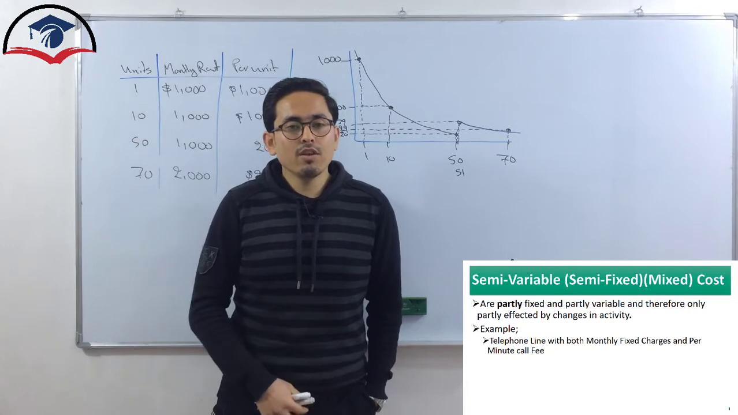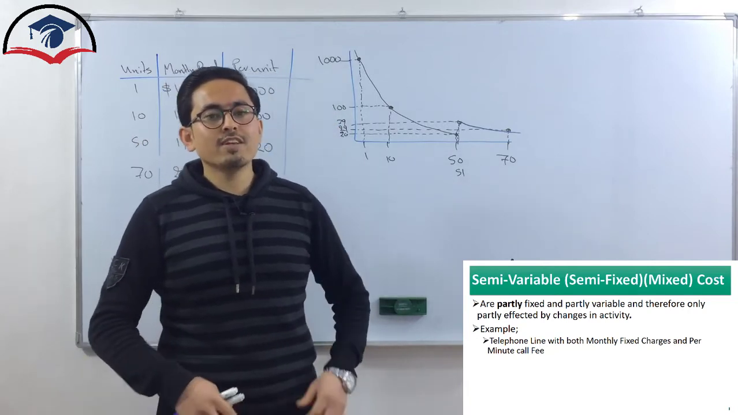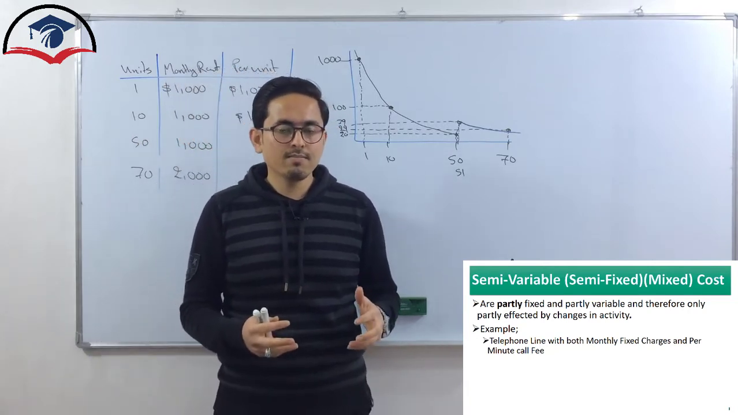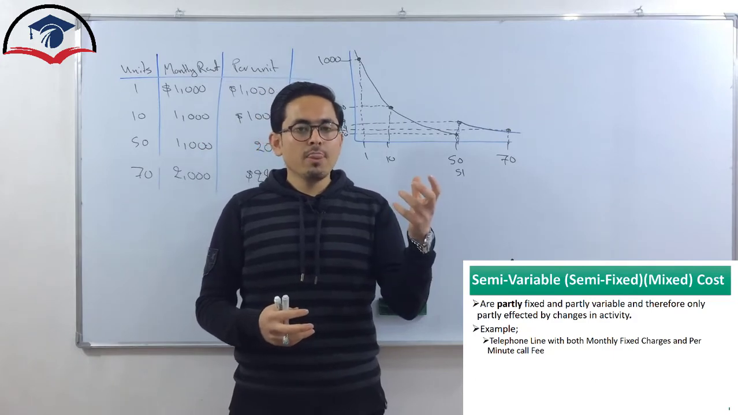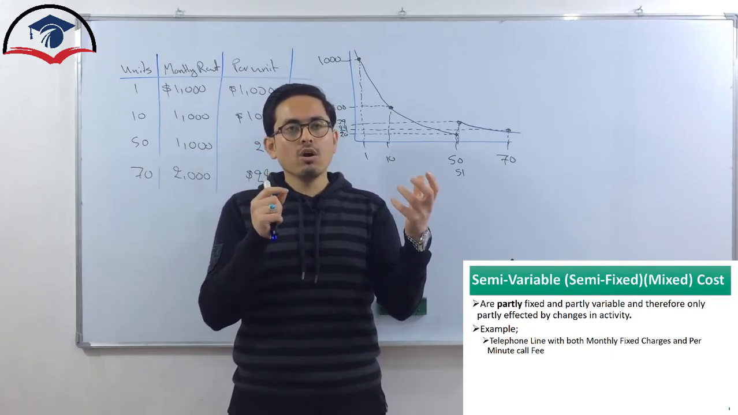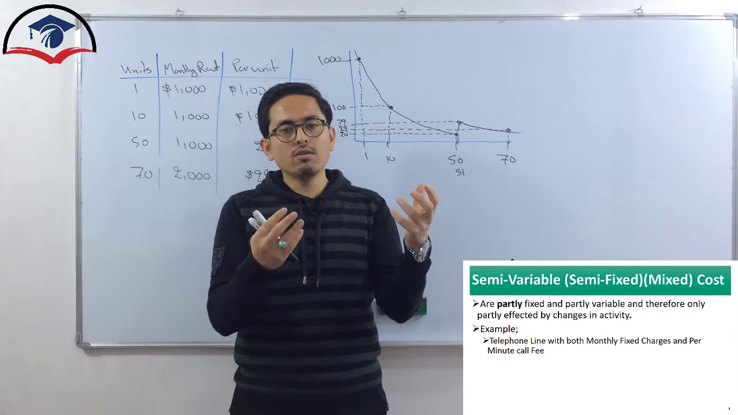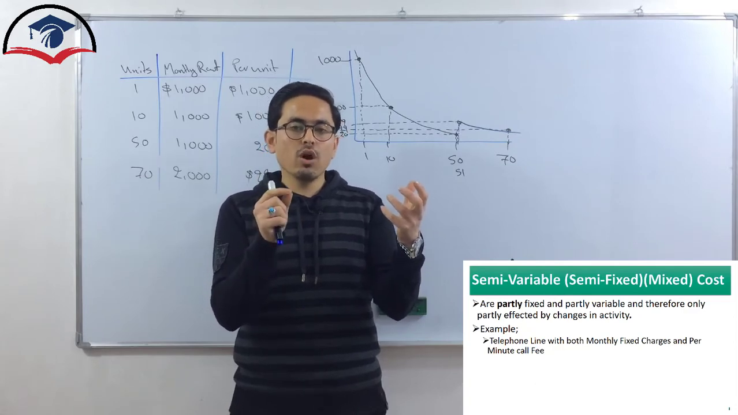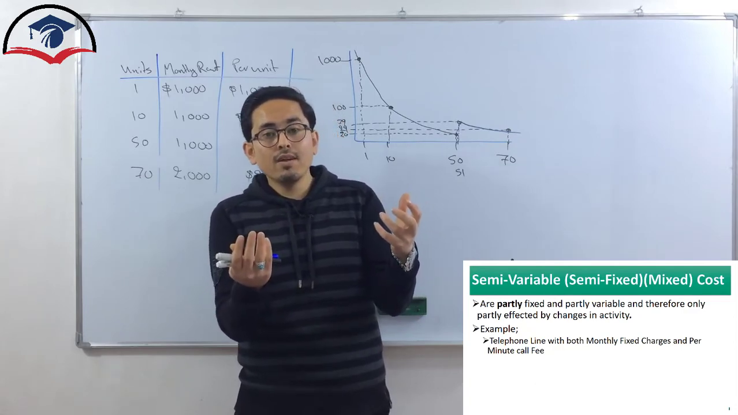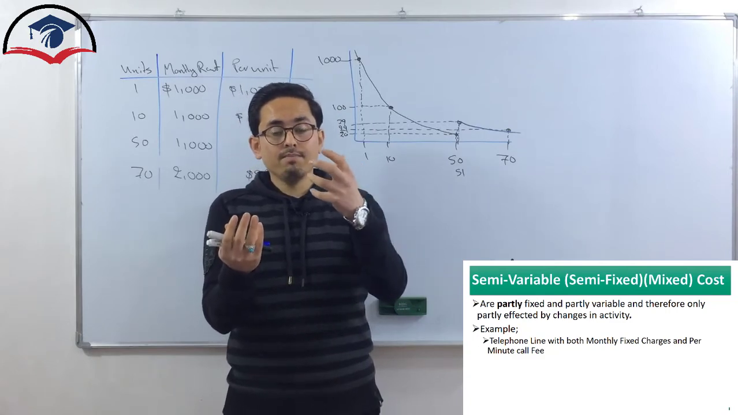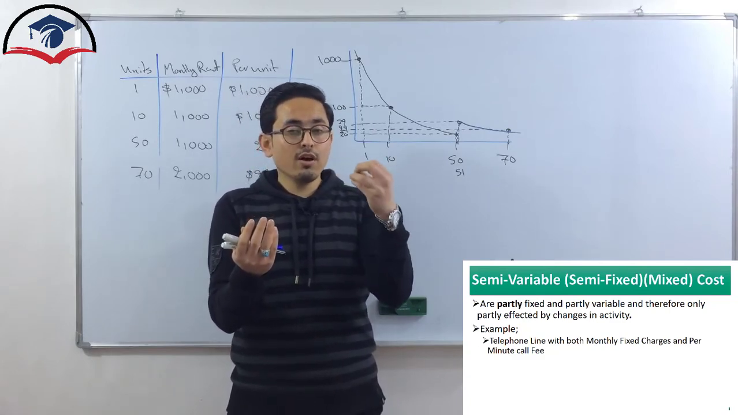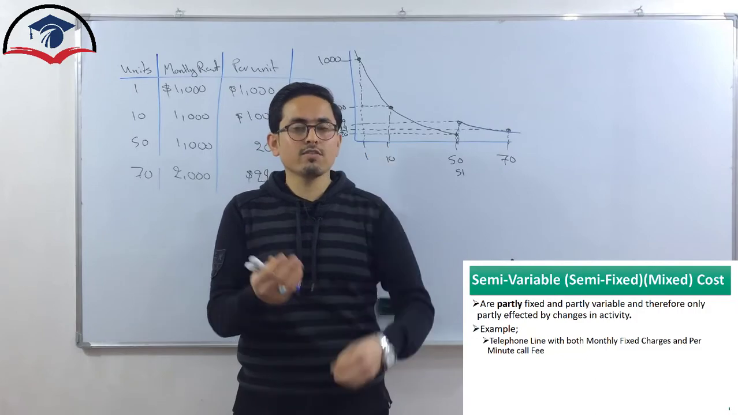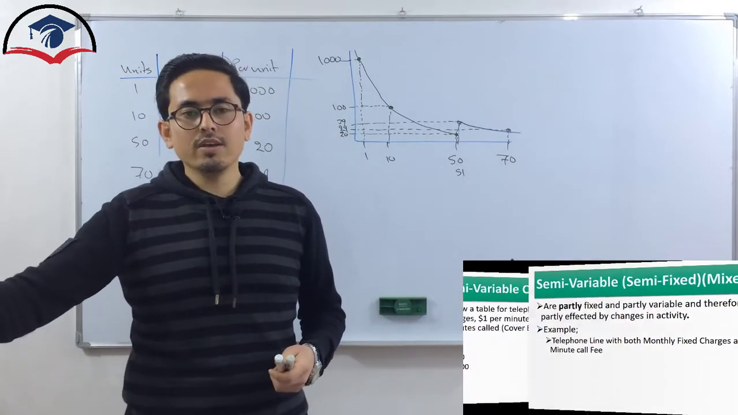An example of that can be a telephone line for which you are paying a fixed monthly charge of, suppose, $100, and there is a per minute call fee of $1. So this per minute call fee is variable, and the fixed portion of the monthly charge is the fixed cost. We have an example here.